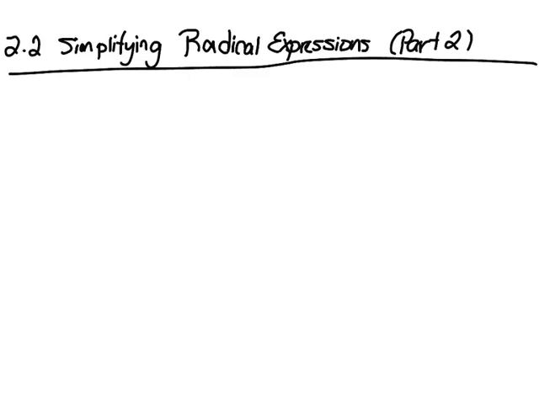Simplifying radical expressions, part 2. So when you're ordering radicals, if you have 3 times the fourth root of 8, 4 root 2, and 3 times the third root of 5, because they all have different indexes, to compare them, we're just going to type them into our calculator.